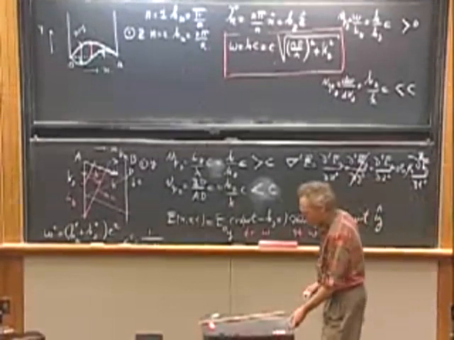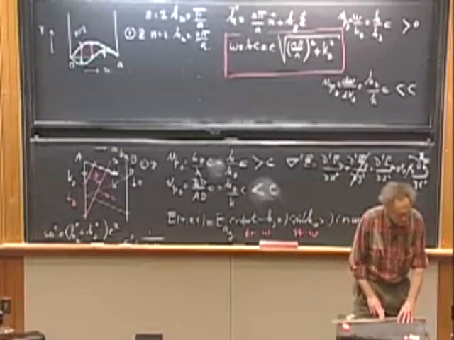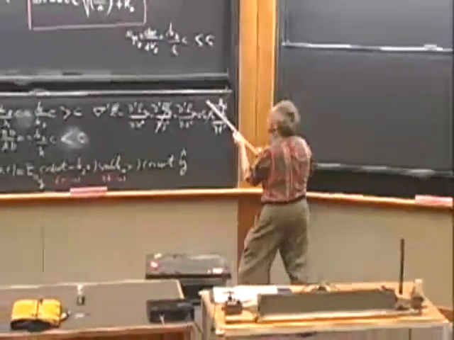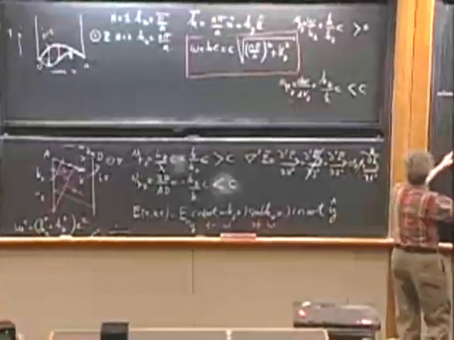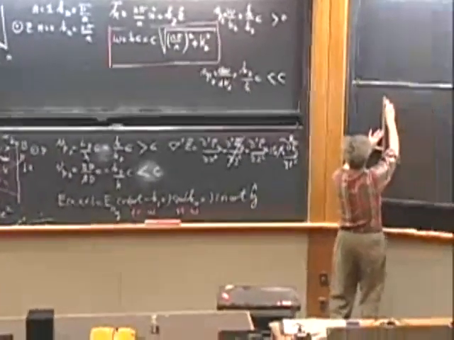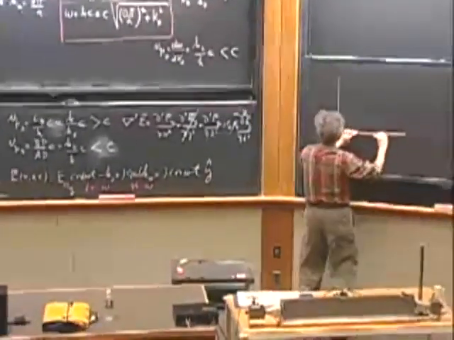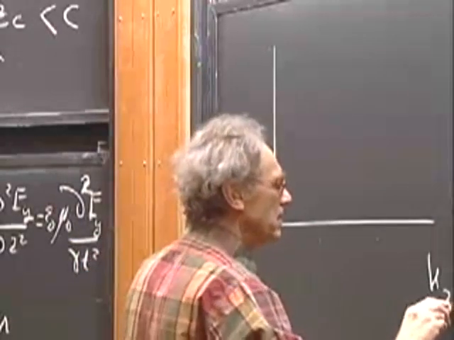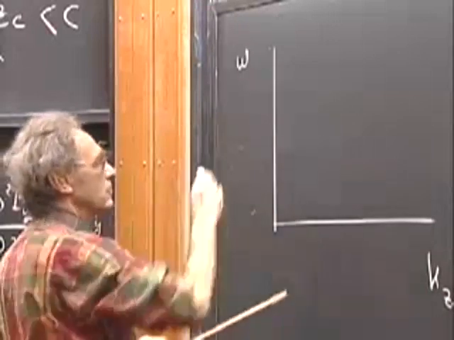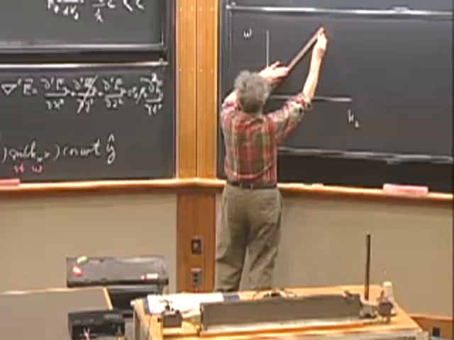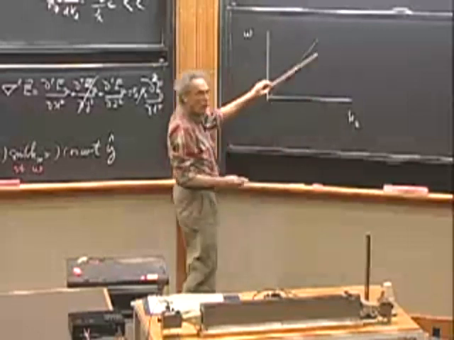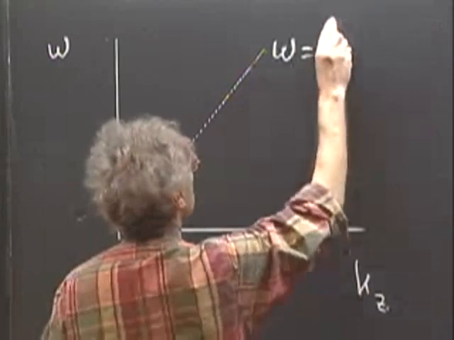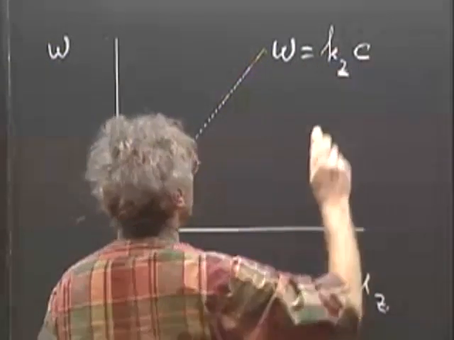And the best way that we do that is make what we call an omega kz diagram. So I'm going to plot for you this curve. It's extremely useful to always think of this as an omega kz diagram. So here is kz, and here is omega. And this straight line would be a non-dispersive medium. So that would be omega is kz times c. But that's not what we have.